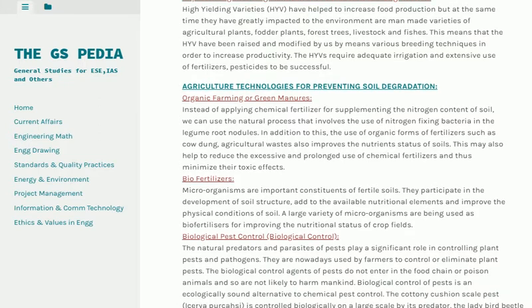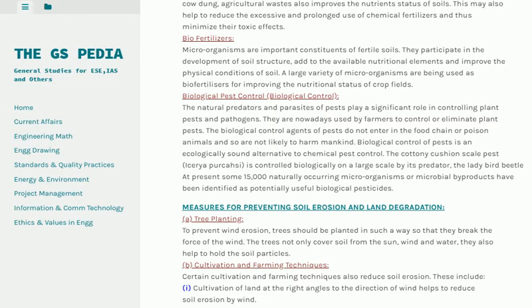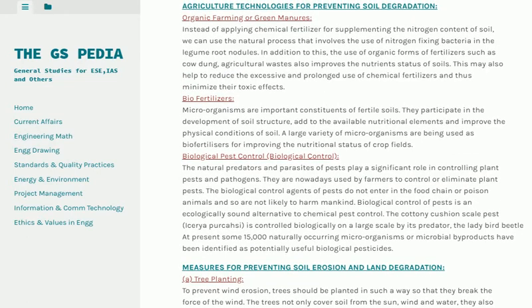Biological pest control. The natural predators and parasites of pests play a significant role in controlling plant pests and pathogens. They are nowadays used by farmers to control or eliminate plant pests. The biological control agents of pests do not enter the food chain or poison animals, and so are not likely to harm mankind. Biological control of pests is an ecologically sound alternative to chemical pest control.